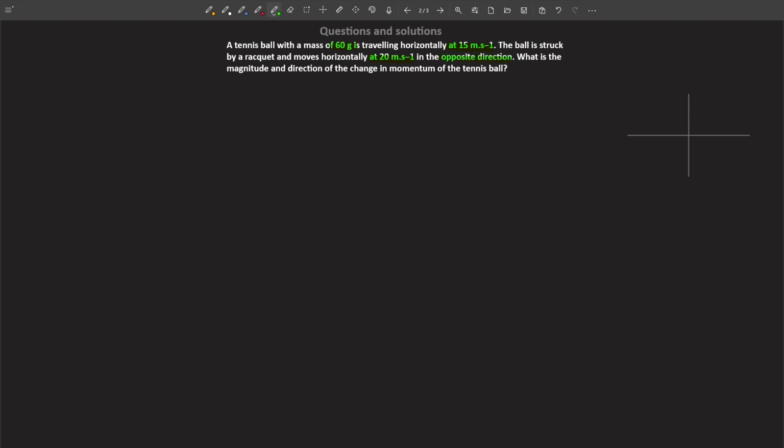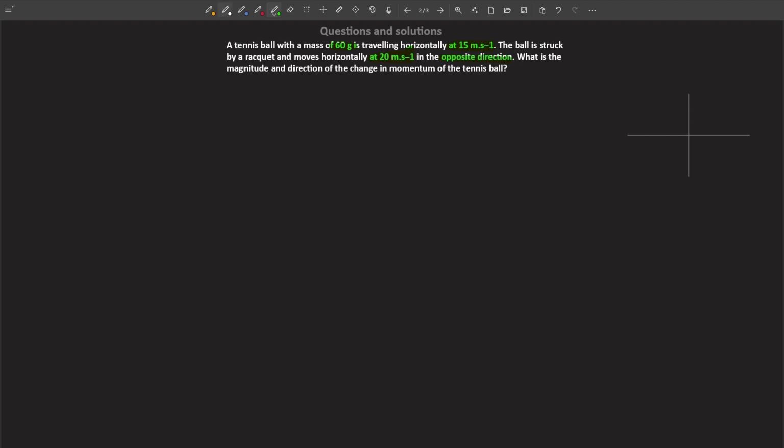This means that this ball has collided with this racket. And now that this ball has collided with this racket, it means this 15 meters per second is our initial velocity, and this 20 meters per second is our final velocity. The velocity 15 meters per second is the velocity before collision, 20 meters per second is the velocity after the collision. Now, they say, what is the magnitude and direction of the change in momentum of the tennis ball?